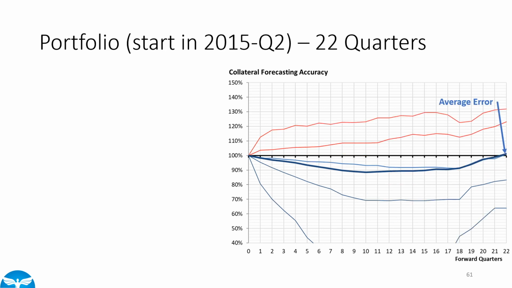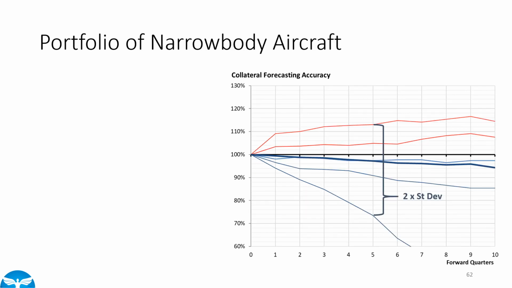And if we take a whole portfolio with many different aircraft types, you can see that the average error was predicted relatively well, but the dispersion here is very wide. And if we just take narrow-body aircraft, you can see that there is a tighter distribution around just the narrow-body aircraft.